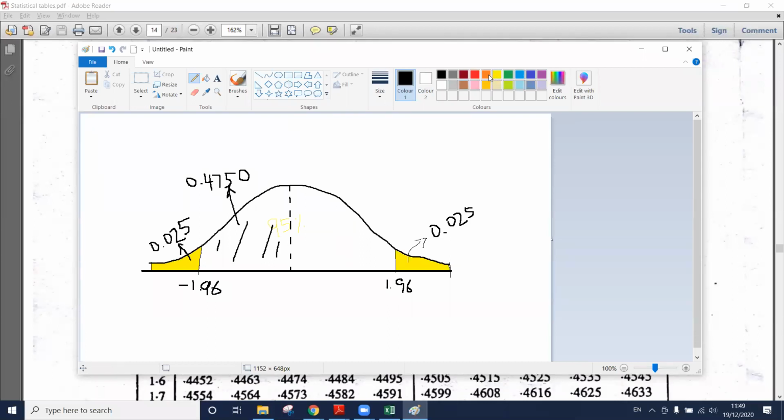Minus 1.96. Now make the acceptance and rejection regions. This is our acceptance region, which I will denote as A. You need to show this clearly on the graph. And these are our rejection regions, which I will denote as R.